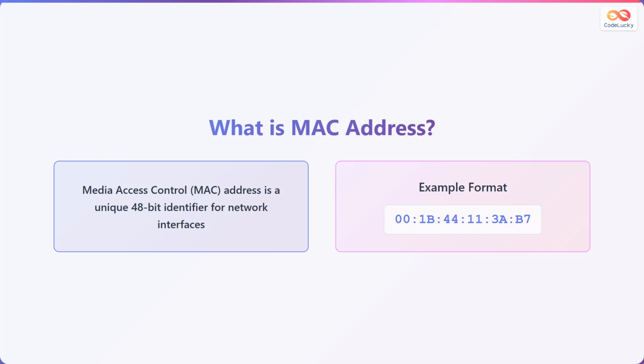Media access control address, commonly known as MAC address, is a unique 48-bit identifier for network interfaces. A typical MAC address looks like 00:1B:44:11:3A:B7.